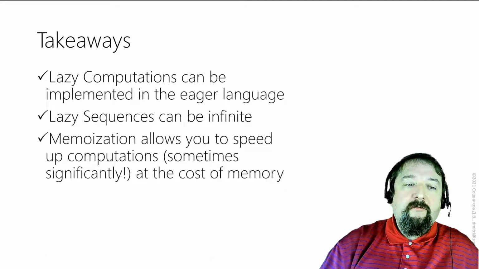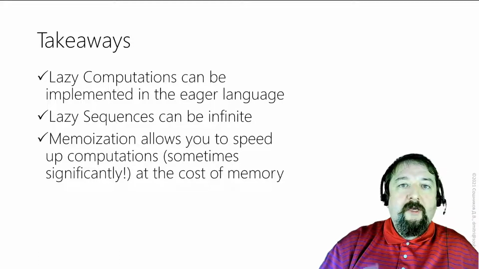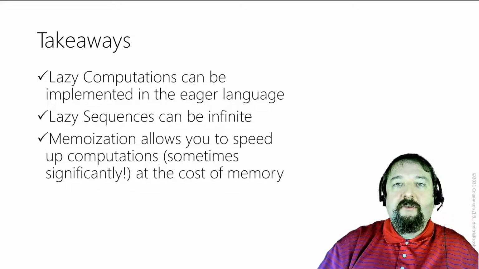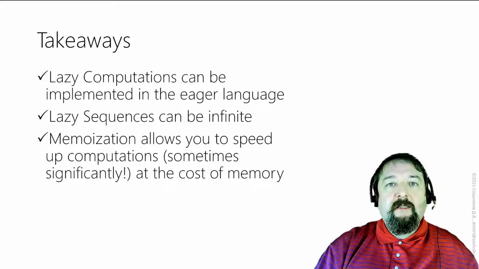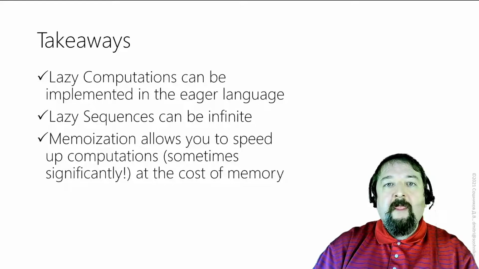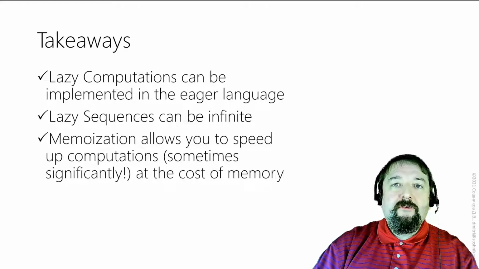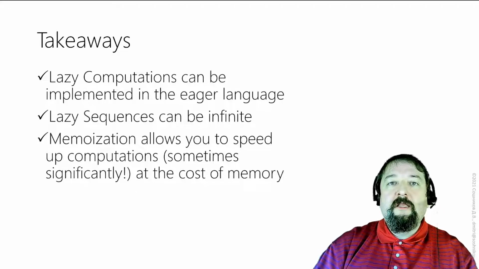So to summarize, we have seen that lazy computations can be implemented in an eager language, either by using just functions from unit to something, or we can use the special language constructions lazy and force. We can also use lazy sequences, and memoization is a good technique that allows you to get some kind of compromise between memory and execution speed. And it can even do things like convert binary recursion, which is really computationally consuming, into a linear algorithm.